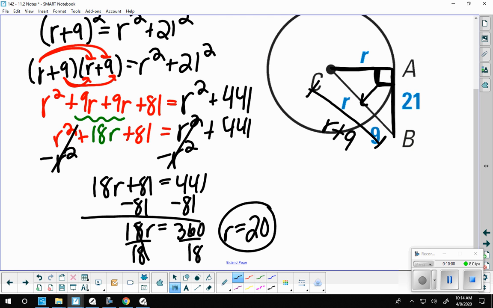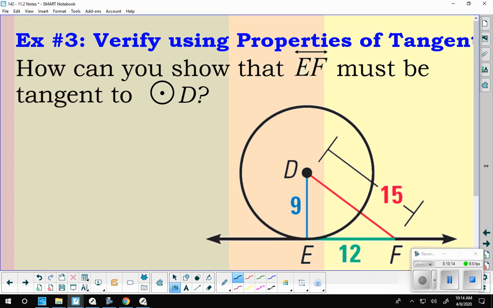All right, so now we're going to move on to something else new. There's actually two new things. We're going to verify using properties of tangents. So how can you show that tangent EF must be tangent to circle D? Well, if it's tangent, then we want to prove that this is a right angle. Now, how do we prove that's a right angle? We have to show the converse of the Pythagorean theorem. I'll just say PT for Pythagorean theorem.